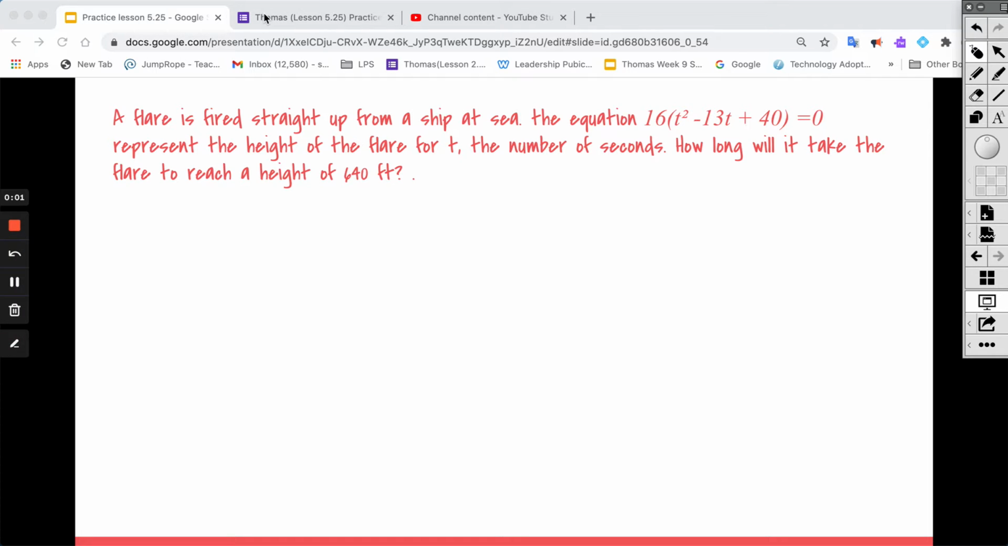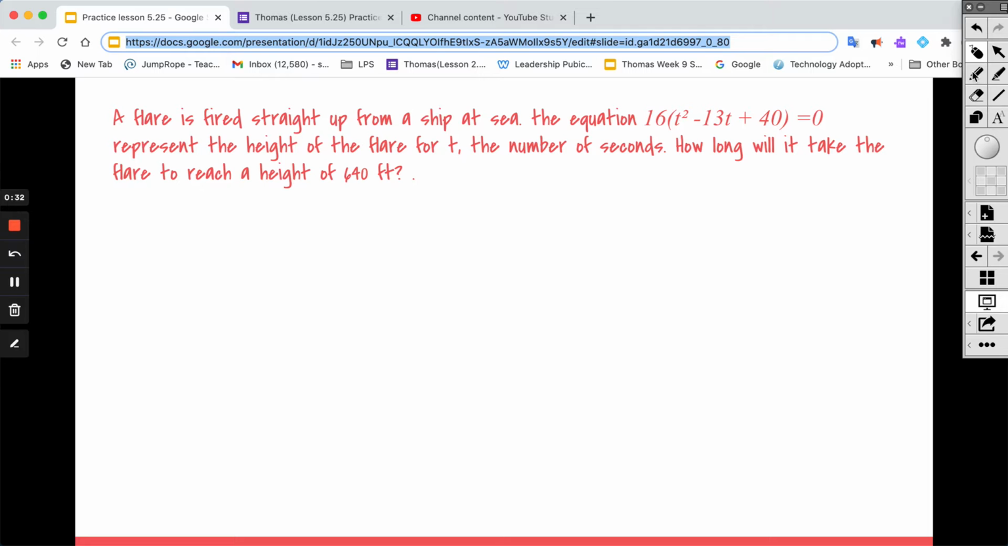Okay, so this question says a flare is fired straight up from a ship at sea. The equation 16 times t squared minus 13t plus 40 is equal to 0 represents the height of the flare for t, the number of seconds. How long will it take the flare to reach a height of 640 feet? So the equation gives us the height of the flare.